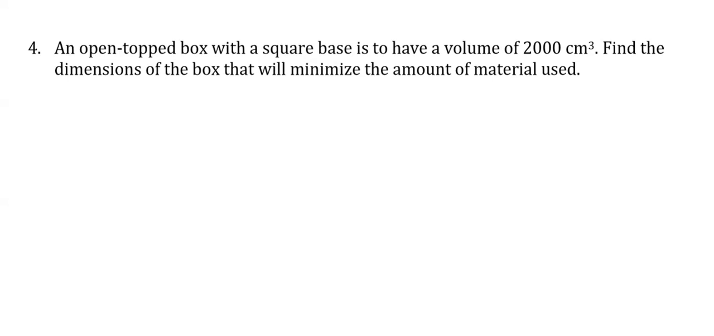So this one is another open top box, but it's not the one where you cut the corners out. Okay, so it's a little bit different. Open top box has to have a volume of 2,000 centimeters cubed. Find the dimensions that will minimize the amount of material. When you're creating a box out of some material, that material is like the surface area. So in this case, surface area. I'm actually going to write it out. Surface area is being minimized.